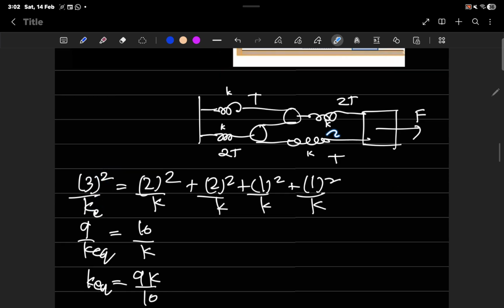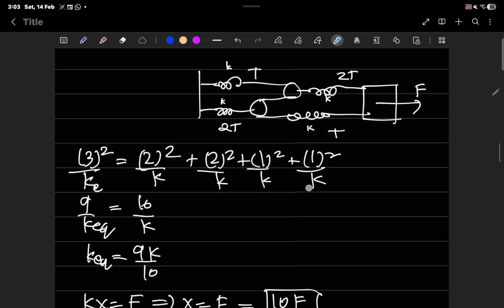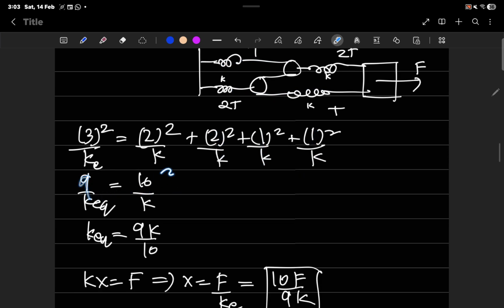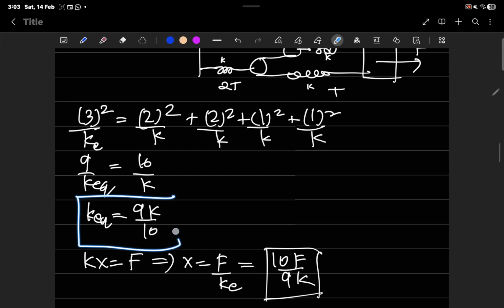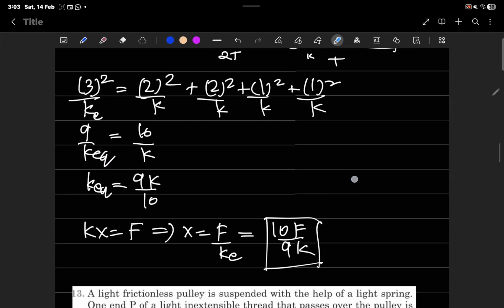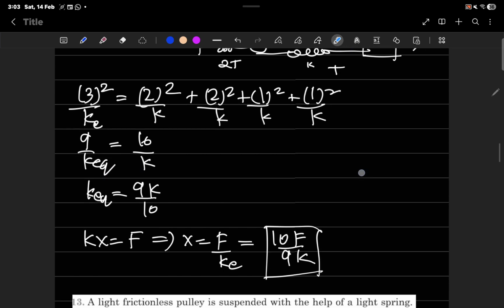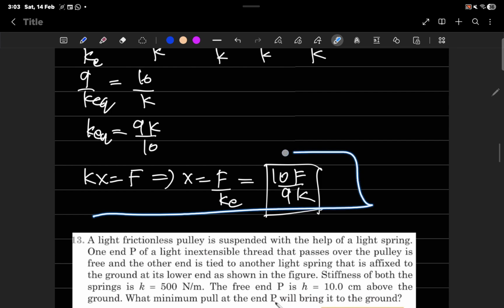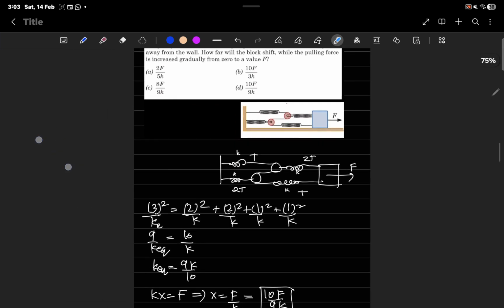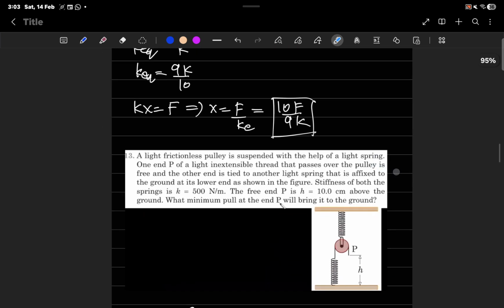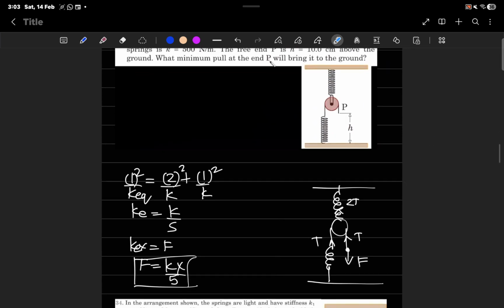So we write 3 over here, then again we add all these up. So 2 upon k, 2 square upon k, then 1 upon k, and 1 square upon k from all of this. And then we write 9 upon k equivalent is equal to 16 upon k, and then we get k equivalent is equal to this. So since kx is equal to F, for the mean position we get our answer over here. And we can simply do it under a minute. As you can see, there's not much calculation involved.